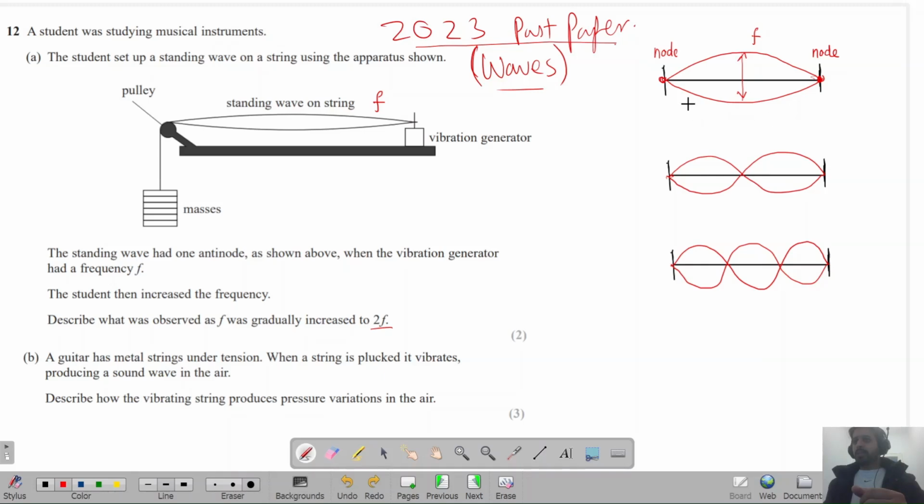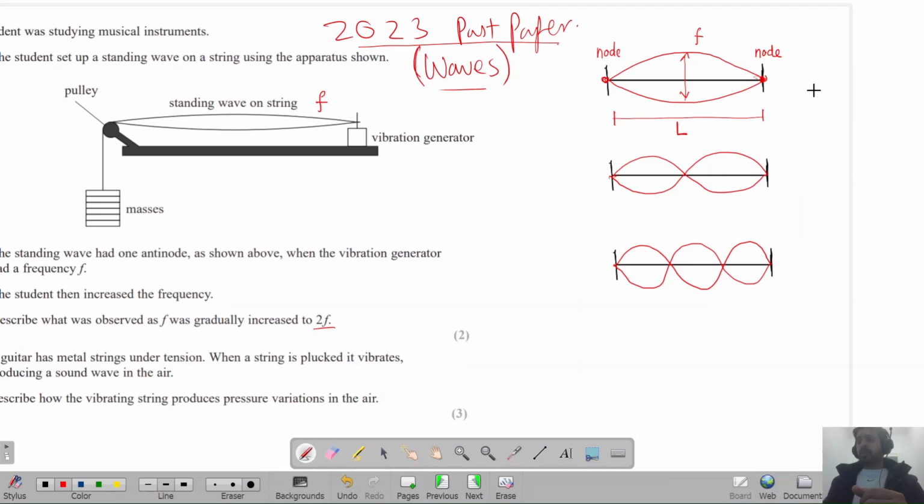Now, we need to find an equation that relates frequency and wavelength, right? The way you do it is, let's say the length of the string is L. In this length L, if I ask you what is the wavelength of this vibrating string, if you cannot figure it out, you can just complete the wave. So we have one crest here, we can draw a trough. So one crest and one trough. This is a complete wave now.